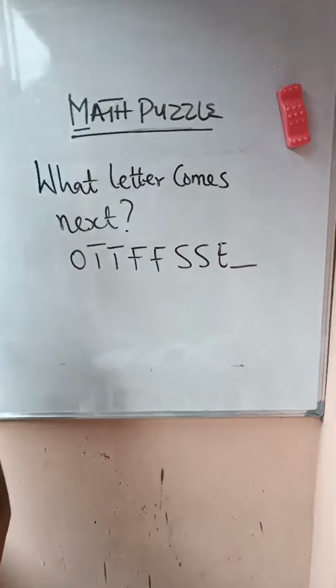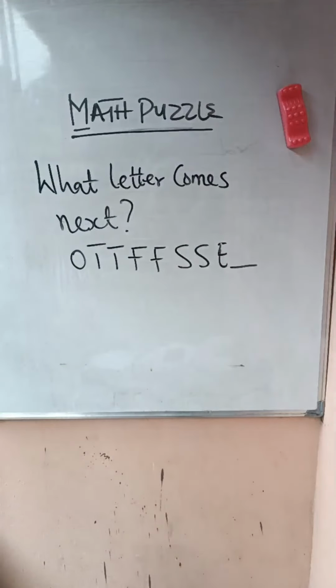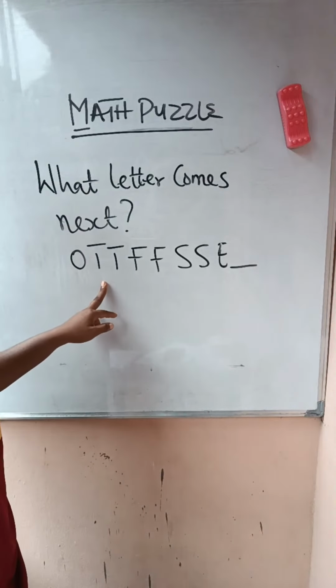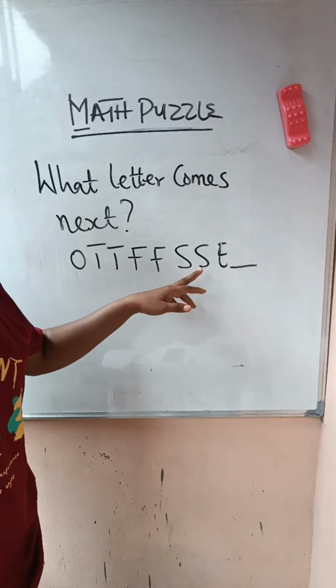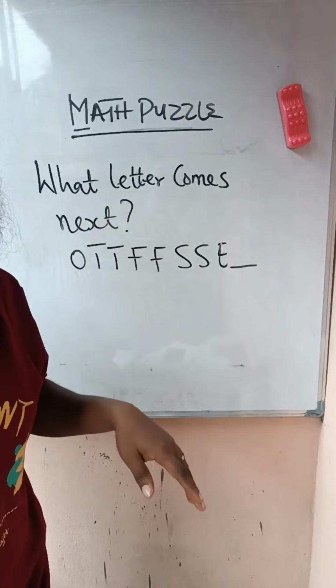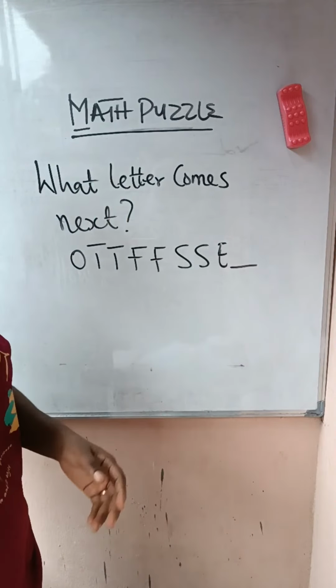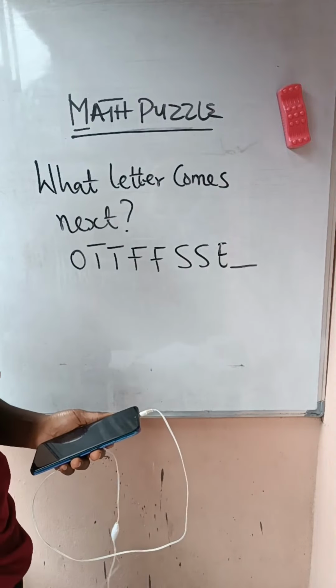Okay, so let's go, friends. What is the answer? The purple man says N. What letter comes next? We have O, T, C, F, F, S, S, and E. That is what we have. And these are the answers.